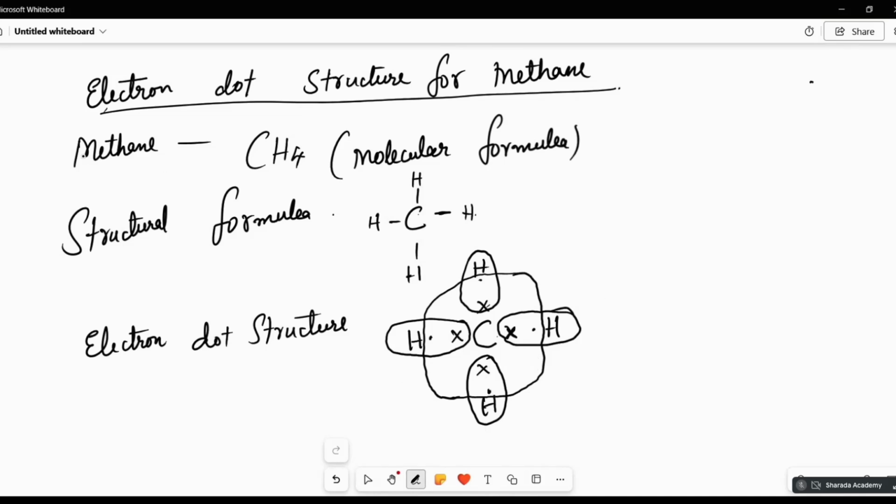So this is the name, methane. This is the molecular formula. This is the structural formula. This is the electron dot structure. Then write for ethane. What is the molecular formula? C2H6. Like that structure.